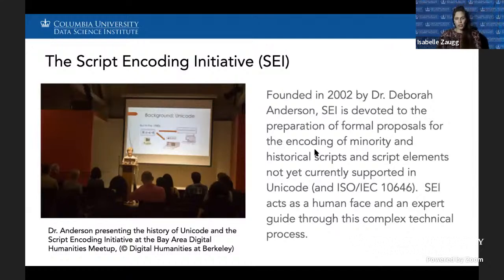And this pressing question was the driving force behind the Script Encoding Initiative, which was founded by Dr. Deborah Anderson in 2002. SEI is devoted to the preparation of formal proposals for the encoding of minority and historical scripts and script elements that are not yet currently supported in Unicode, as well as its sister ISO standard. SEI acts as a human face and an expert guide through the complex technical process. So I like to think of it as a bridge.